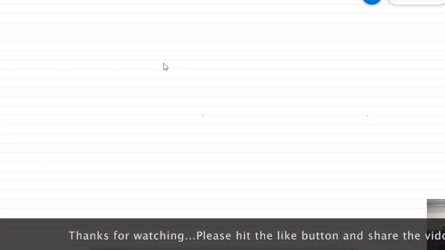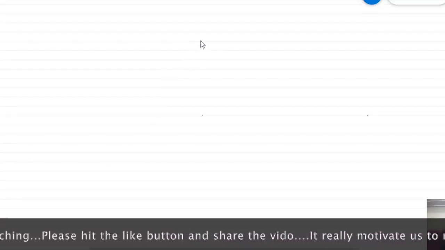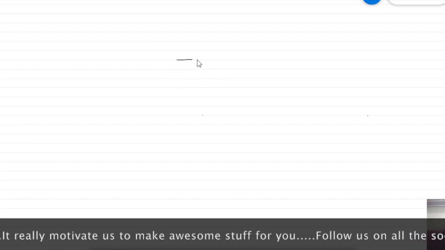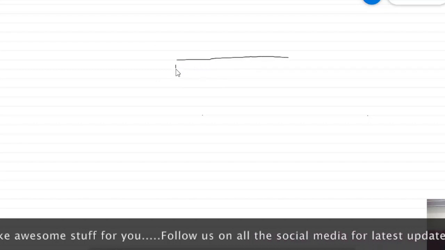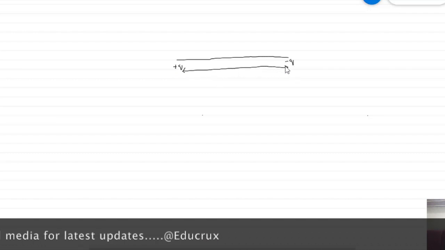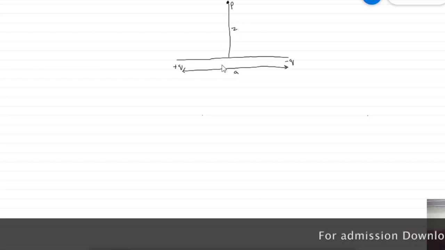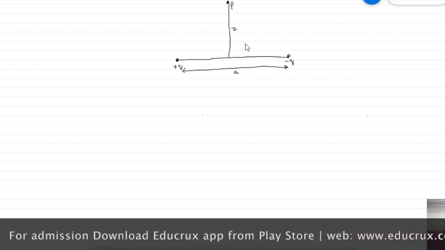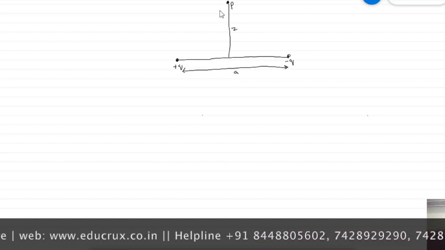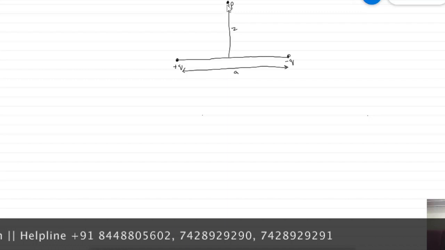Okay, we will try to evaluate the field generated due to two point charges. So suppose that I have two charges, plus q and minus q, which are a distance apart, and I want to calculate the electric field at a point P, that is z above the midpoint between these two charges. So evaluate the field at point P.